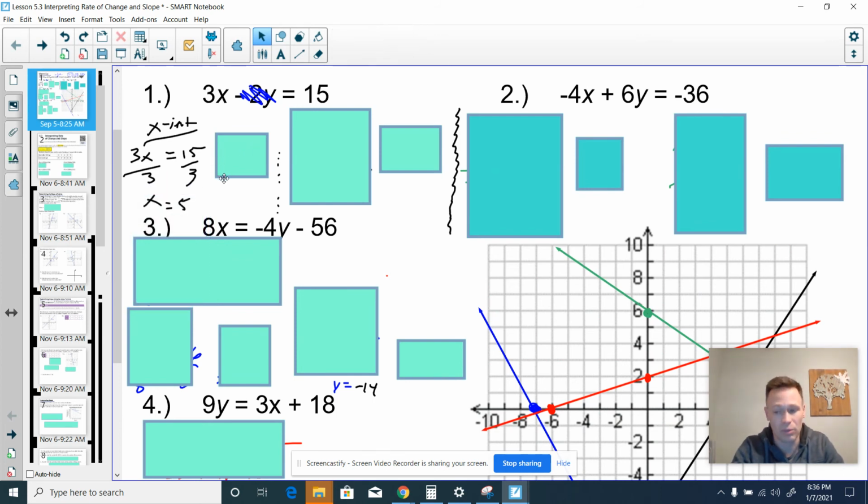And then, remember, it's a coordinate point, right? So I substituted in 0 for y and got x equals 5. So my coordinate point is 5 that I got for x, and the 0 I substituted in for y.